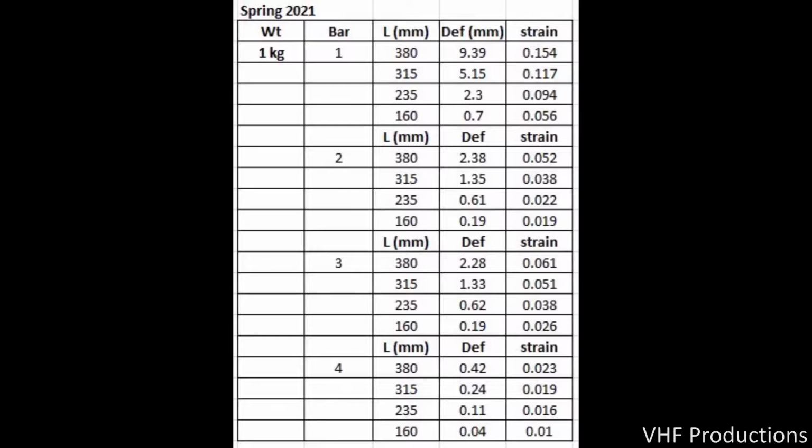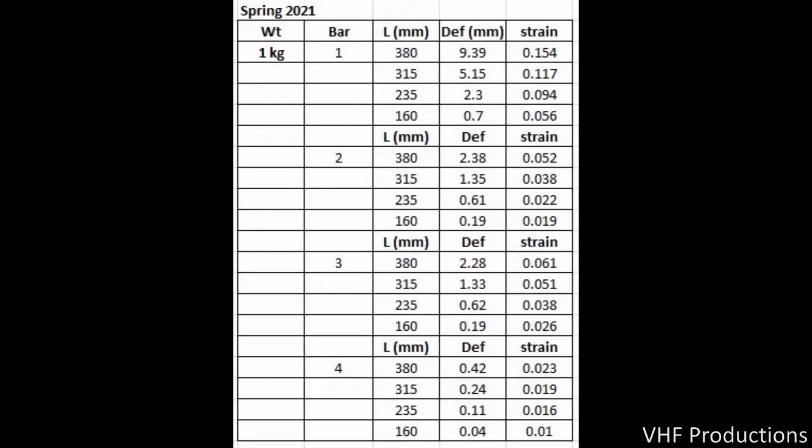Here we show a summary table of all the data from this experiment. The load, 1 kilogram, is shown, the bar designations 1 through 4, and the lengths of the loading positions L1 through L4 for each bar. And then there are measured deflections from the deflection gauge for each position, and the corresponding strain for each condition as well.